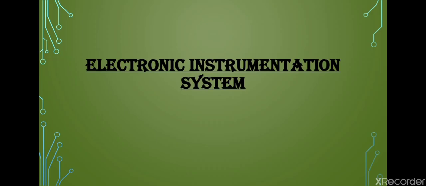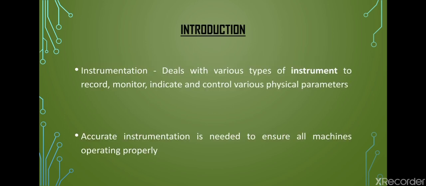Here is a video on the topic electronic instrumentation system. You all know that instrumentation. Instrumentation is a branch of engineering which deals with various types of instruments to record, monitor, indicate and control various physical parameters such as pressure, temperature, etc.